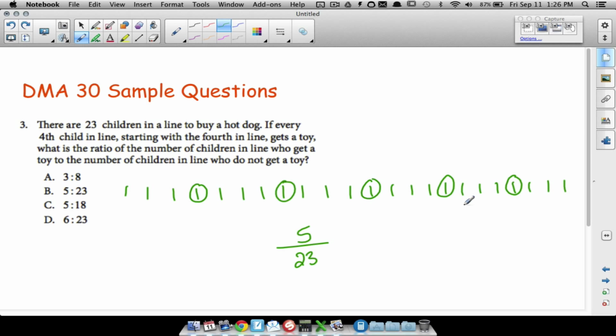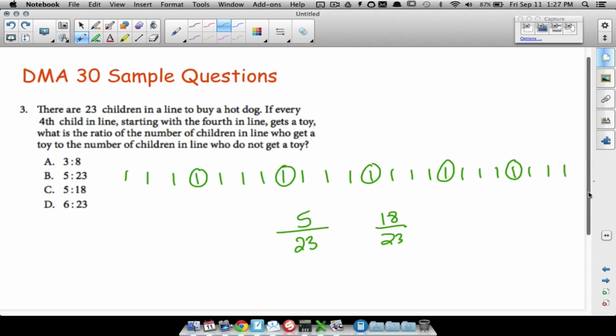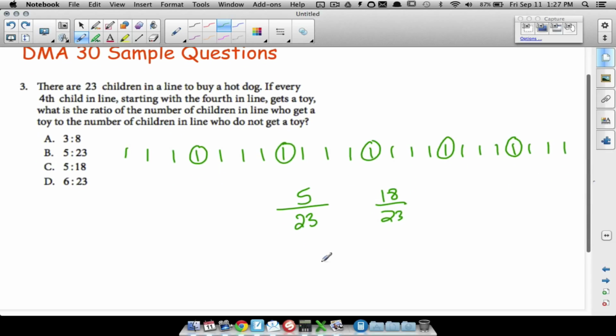How many children in line do not get a toy? 18 out of the 23 children in line do not get a toy. Look at the ones we didn't circle: 1, 2, 3, 4, 5, 6, 7, 8, 9, 10, 11, 12, 13, 14, 15, 16, 17, 18. Therefore, the ratio is actually 5 children get a toy compared to 18 children who do not get a toy. This answer would be choice C.